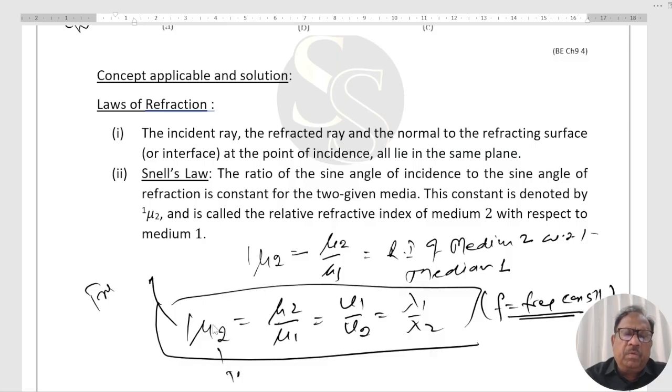Incident ray is in this medium, refracted ray is in this medium. That is the refractive index of medium 2 with respect to medium 1. This is known as Snell's law. Now start with the question.